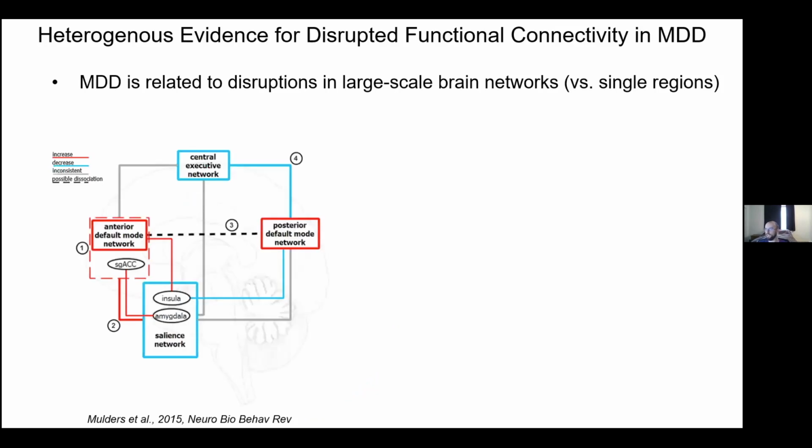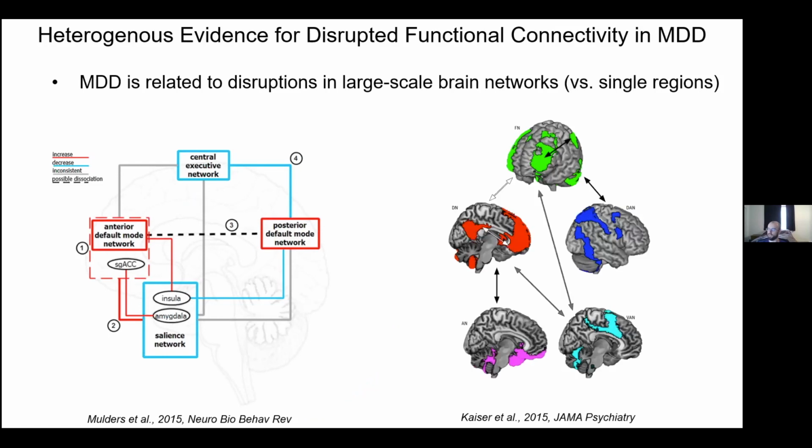So here you can see one meta-analysis by Mulders et al. in 2015, and in the same year, another one from Kaiser et al. And while there's some agreement between these two meta-analyses, for instance, hyperconnectivity within the default mode network is found by Kaiser as well as Mulders, there are also some areas of pretty severe disagreement.